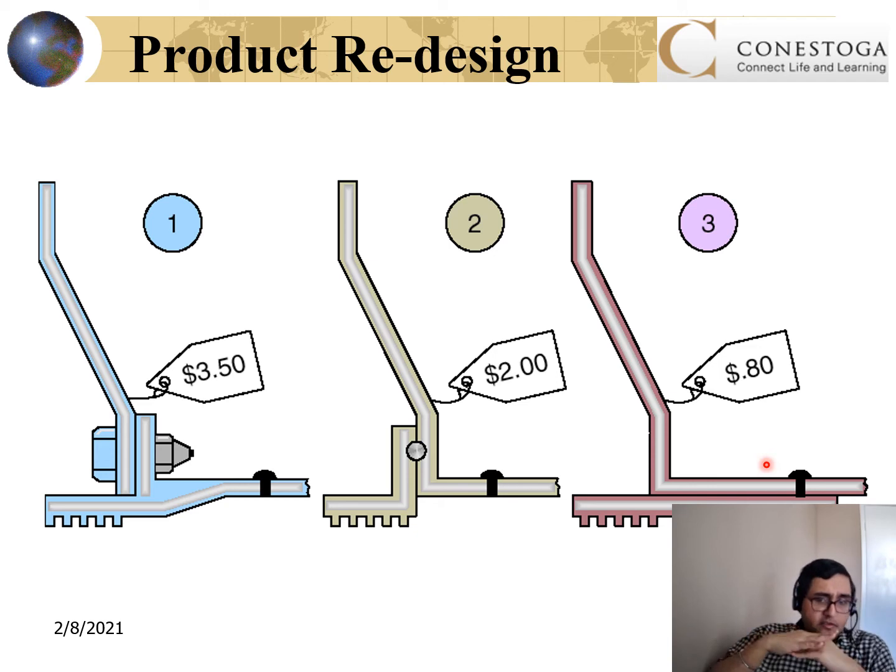So what you have done is, over a period of time, the same functionality which was available at, say, 350 is currently available at 80 cents. This way you have added value to your customer.